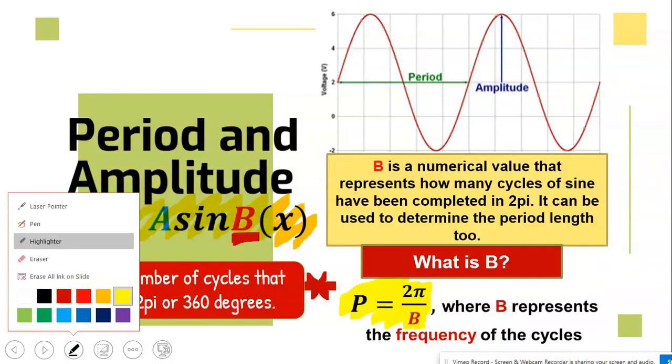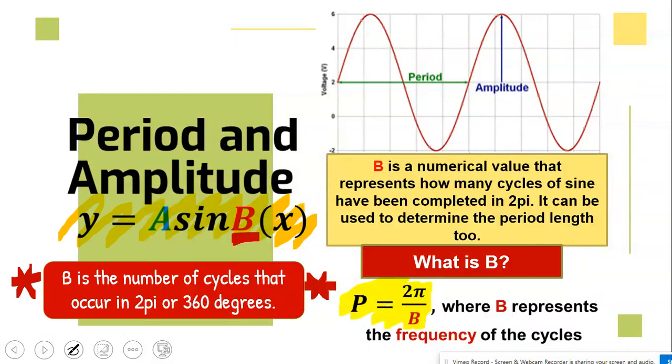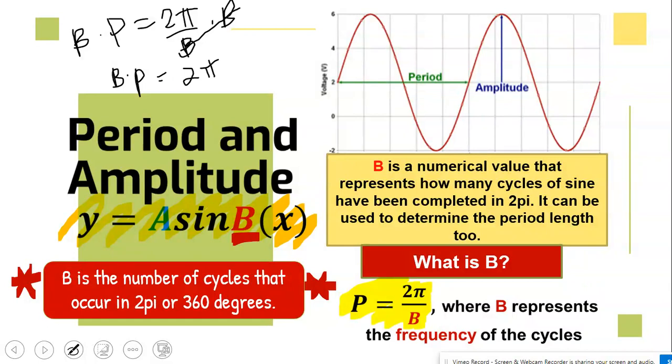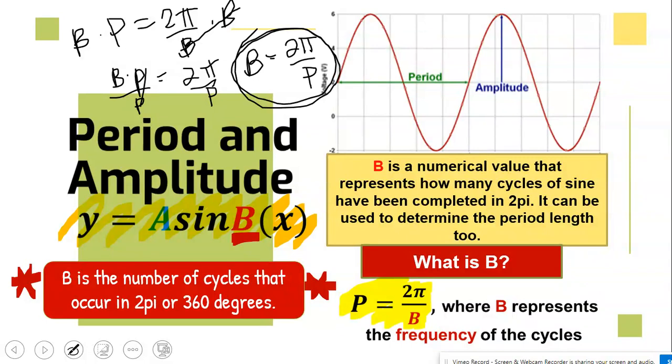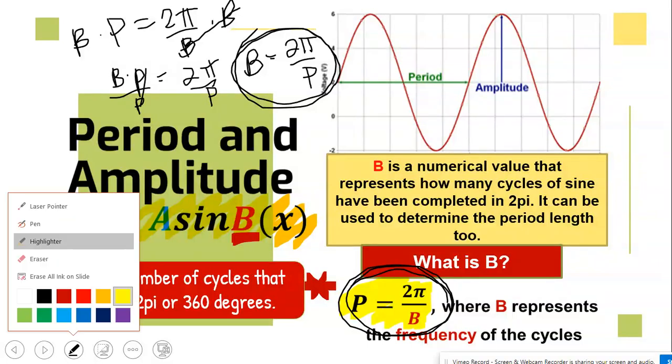But if we solved that equation, P equals 2 pi over B, for B, multiply this by B, multiply this by B. Now I have B times P equals 2 pi. But I want B alone this time, so divide both sides by P. You end up getting B equals 2 pi over P. This is almost the exact same equation as this, so just write them both down.